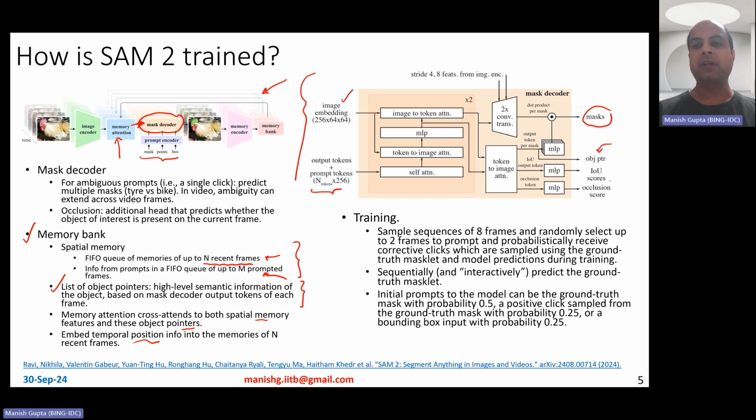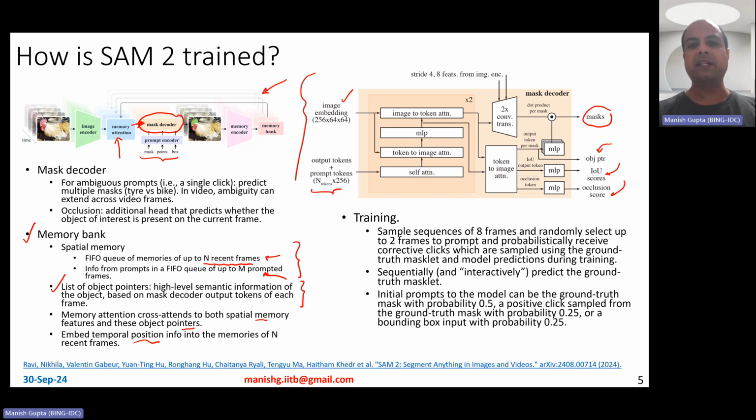It outputs an occlusion score, and we'll discuss why. But it also outputs IOU scores, so as to figure out, again, we'll talk about why it outputs the IOU scores also. But let's basically see what this mask decoder does.